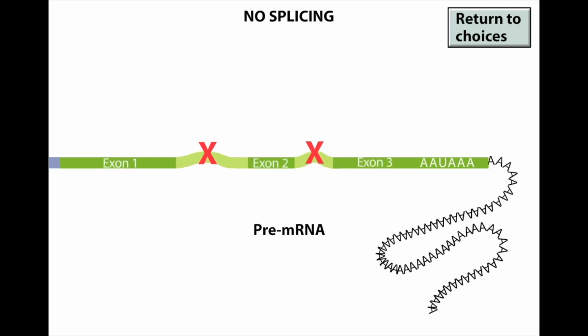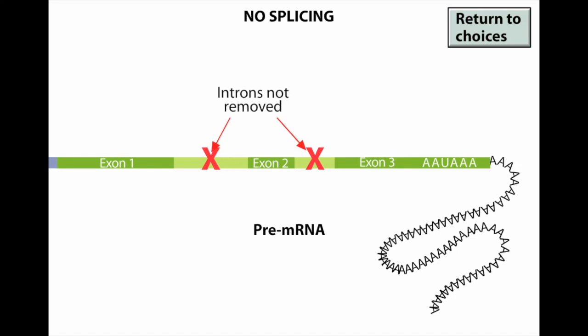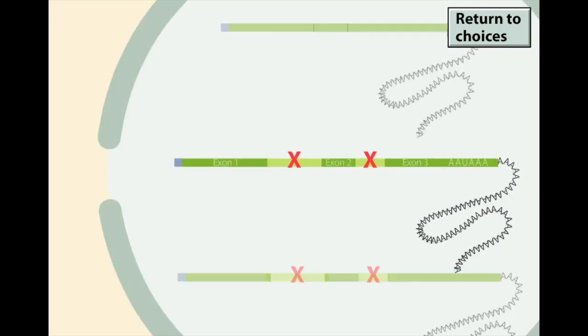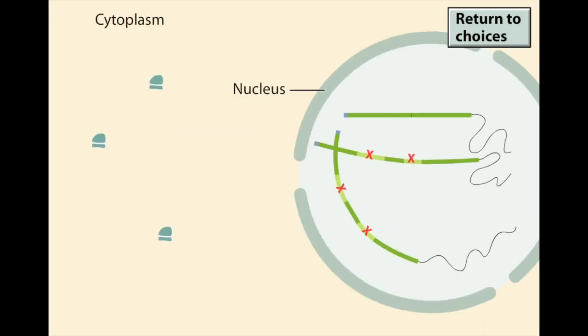If splicing is prevented by, for example, mutations at the branch points, then the RNA will be unable to move out of the nucleus into the cytoplasm and will therefore not be translated.